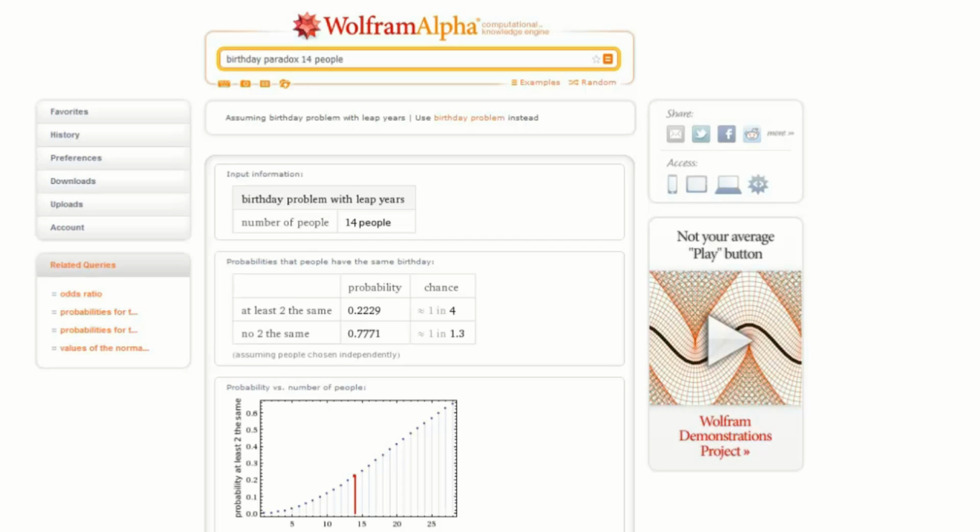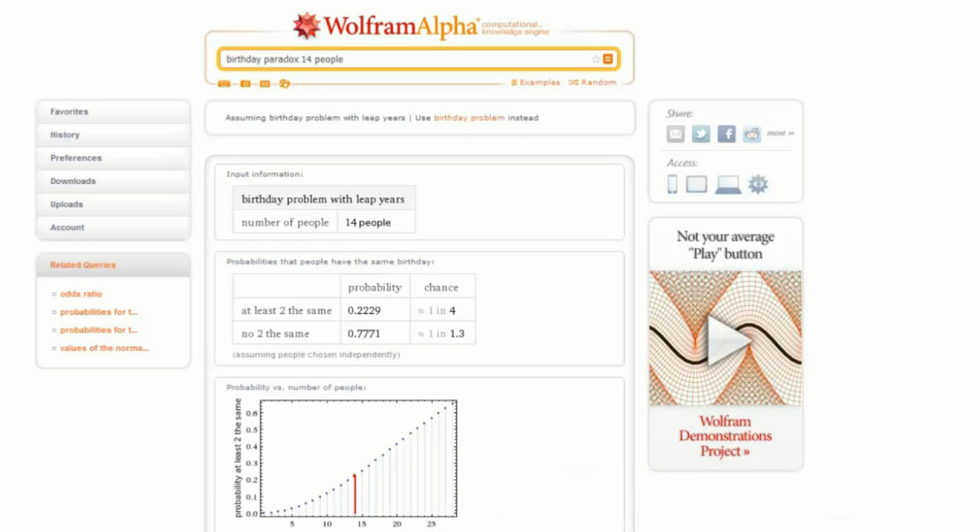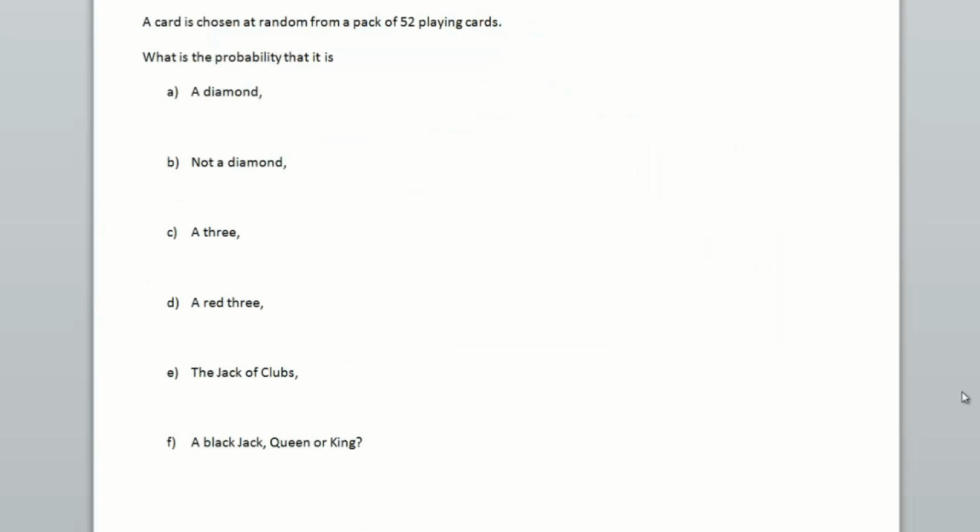Now there is some prior knowledge that I'm expecting you to have, and that's a simple use of fractions and decimals and percentages, and an initial understanding of the idea of probability and how you calculate simple probabilities. So let's kick off straight away then with some examples, because that's often the best way of illustrating a method.